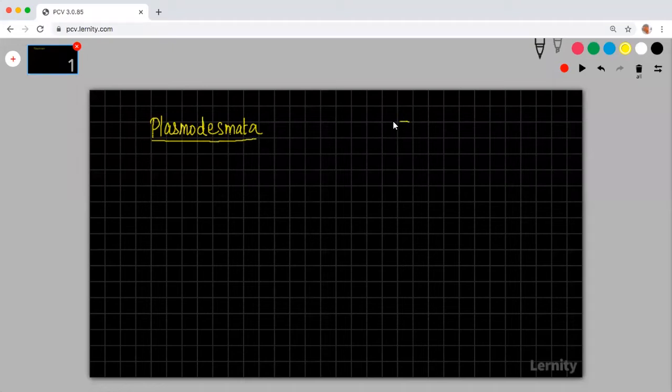So let us say that there is a plant cell here. Let us say that there is one more plant cell here. Let me draw it a little bit farther away from this particular structure. So there is one plant cell, and there is one more plant cell adjacent to it. Here you need to understand what layers are there. Let us say this yellow layer is the plasma membrane.